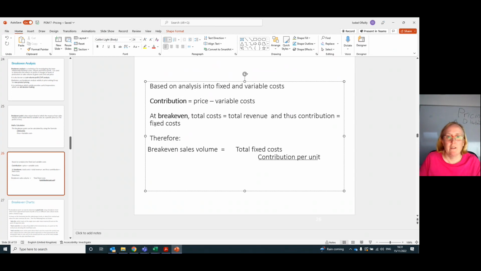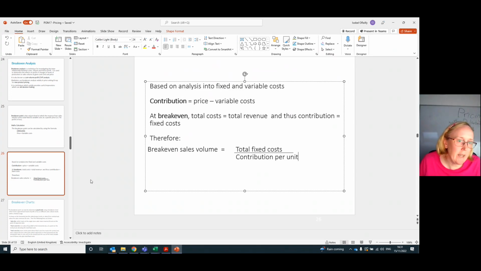So we can redefine our break-even sales volume equals our total costs divided by our contribution per unit. So that line has moved. Apologies for that. Our total fixed costs divided by the contribution.